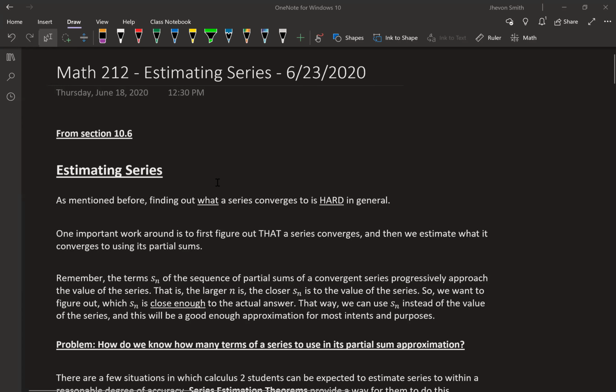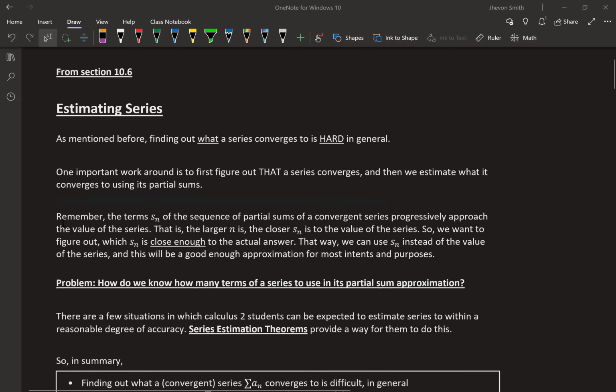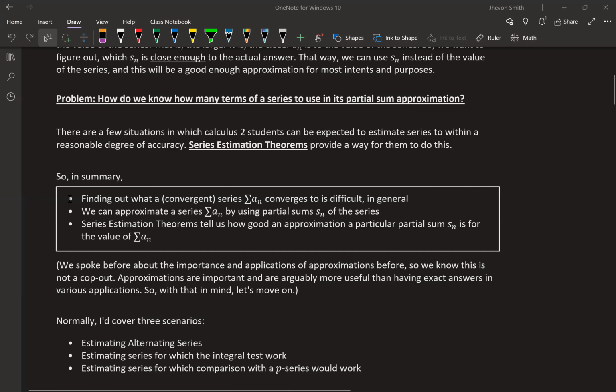Estimating series. Okay, so we're going to spend some time on estimating series. Basically, I wrote a bunch of things here, but the summary of it is this. The long and short of it is this. The TLDR of it is the following. Figuring out what a series converges to is hard in general. We know how to do this for geometric series, but for us, we don't really know how to do it for anything else. However, we can approximate a series using the partial sums of the series. And things called series estimation theorems help us tell how good an approximation is.